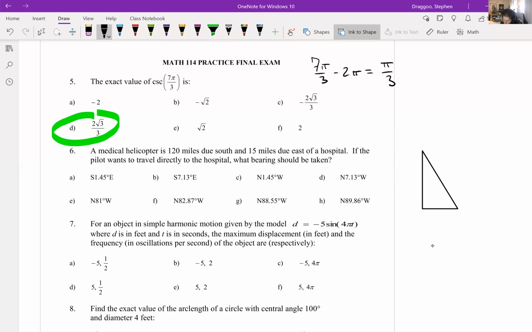Right, so that's about what our thing looks like. So that we have helicopter and hospital both start with H. That's unfortunate. So hospital's up there, helicopter's down here. And what did we want? The bearing that the pilot's going to need to go directly to that hospital.